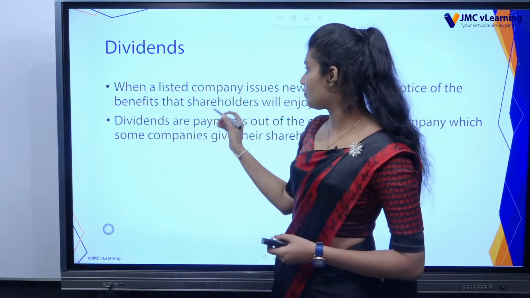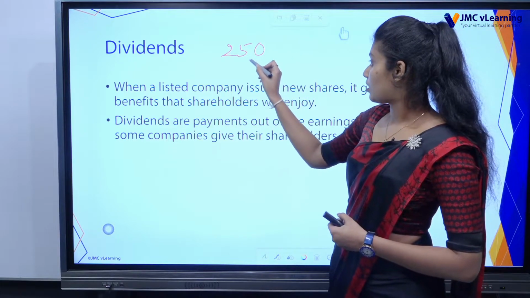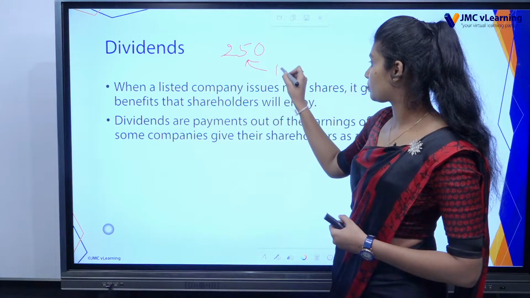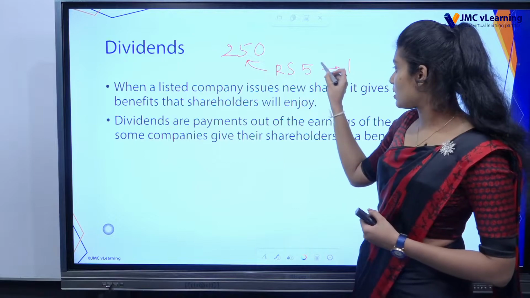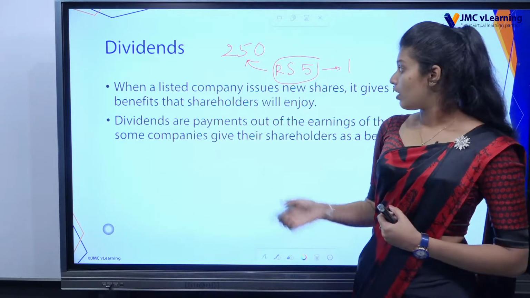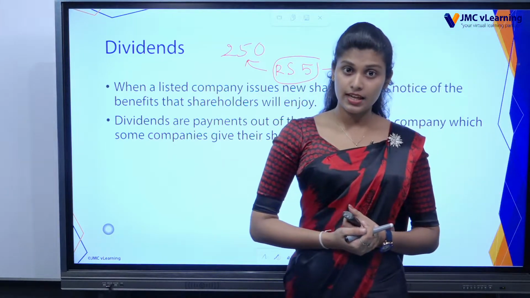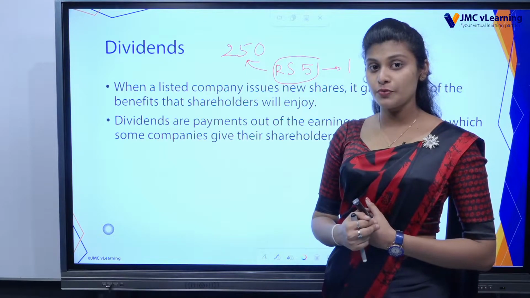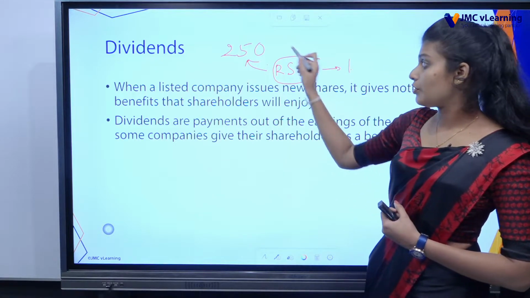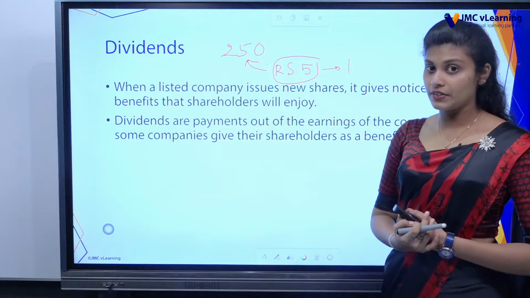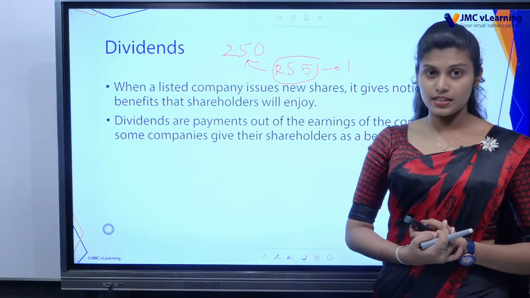That means I have taken 250 shares, then annually they are paying 5 rupees for 1 share. This is the dividend. Okay. Then after 1 year, how much money can I take by having these 250 shares? For 1 share, they are paying 5 rupees. That 5 you have to multiply by 250. Then you can find how much money you can take after 1 year.